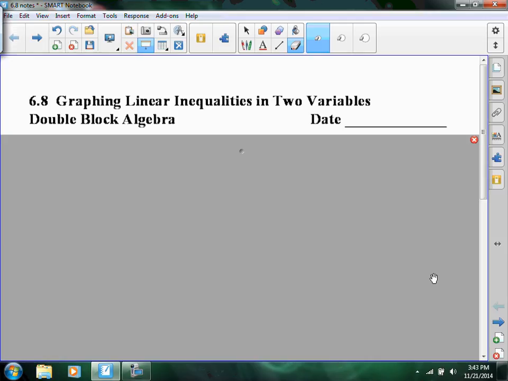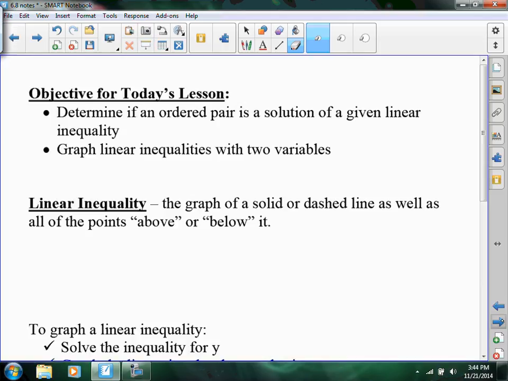These are the notes for section 6.8 entitled Graphing Linear Inequalities in Two Variables. And what we're going to do today is we're going to figure out if an ordered pair is a solution to an inequality, and then we're going to graph inequalities.